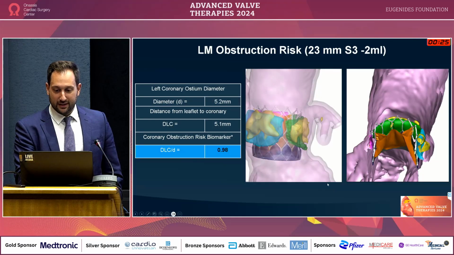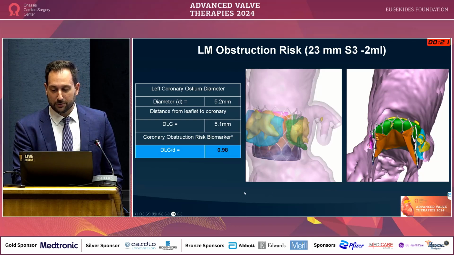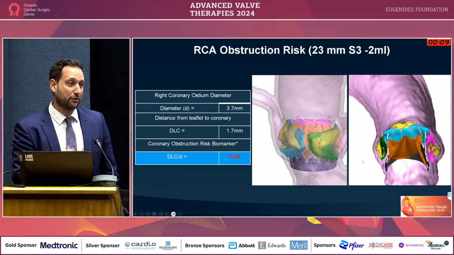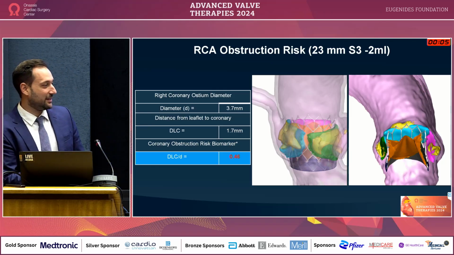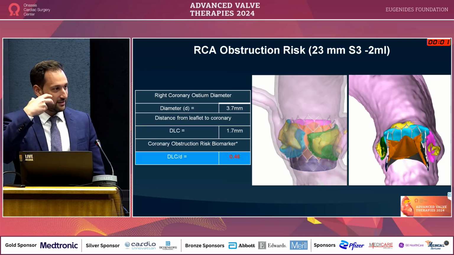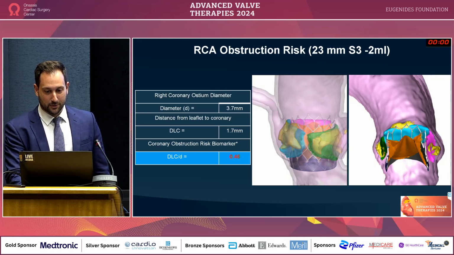So we simulated, again, and the main concern here was obviously coronary obstruction. The left appears to be okay, and here as well, there's enough space. But the right, which was a dominant RCA, is definitely at risk for obstruction. As you can see, I don't think we need this model to predict that this is a high-risk case, but it's nice to see it also on the 3D model. It gives us a different perspective as well.